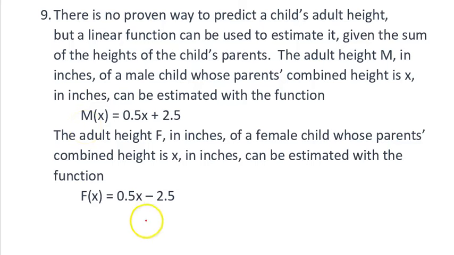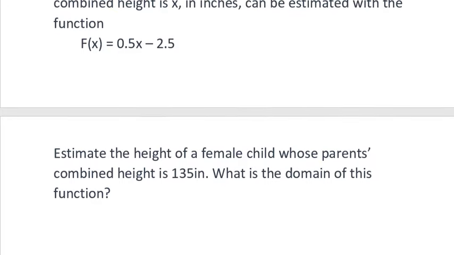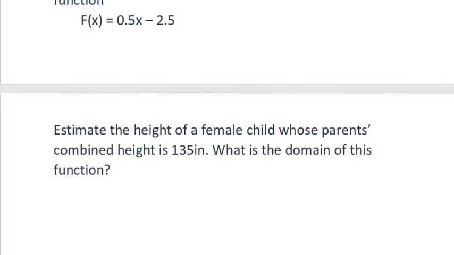They also give us one for females. So if you have a girl, and again, x is the male and female height in inches added together, we can predict the female height. Okay, so the question becomes, they want us to estimate the height of a female child, so it's the second one, whose parents' combined height is 135 inches. And then we need to discuss the domain of that. So 135 inches, we're going to plug that in.